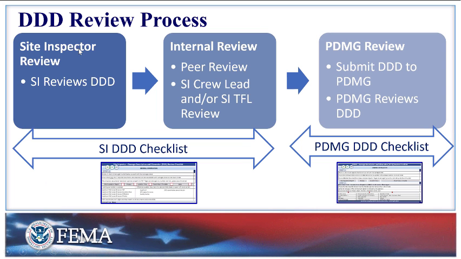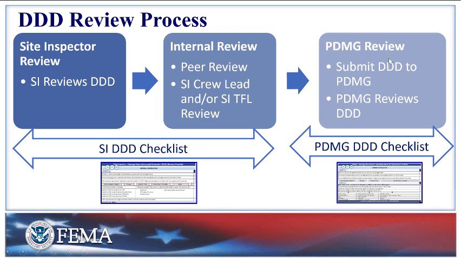So have a peer or two review your information. And then send it to your site inspector crew lead and or site inspector task force lead for review. And utilize the site inspector DDD checklist. So therefore this information, once you send it to a peer for a review, they can check off some things or document and then send it back.